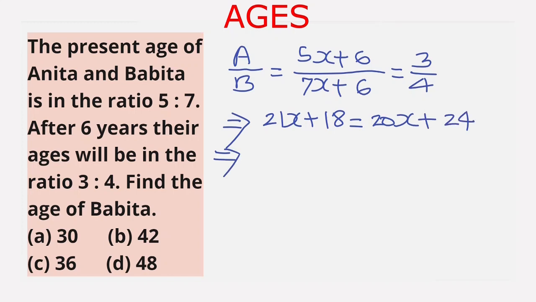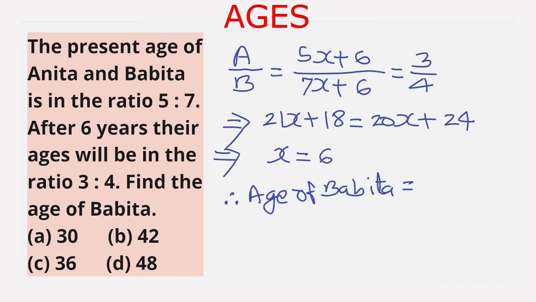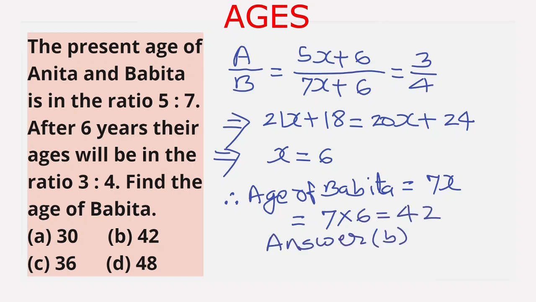On transferring 20x to the left hand side and 18 to the right hand side, we get 21x minus 20x is x, equal to 24 minus 18 equal to 6. Therefore, age of Babita is 7x, and by putting the value of x we get 7 times 6 equal to 42. And from the given options, our answer is option B.